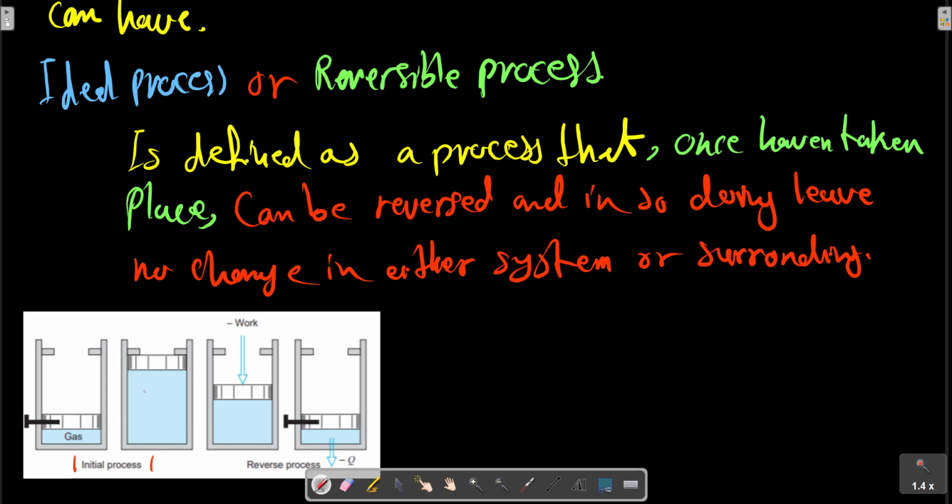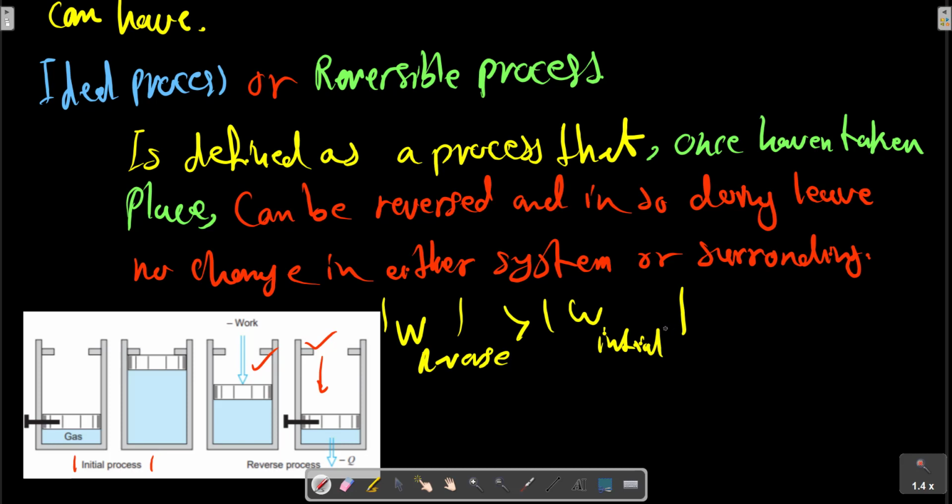Suppose we wish to restore the system to the initial state, and thus compress the gas until the pin can be inserted in the piston as in this picture. Since the pressure on the face of the piston is greater on the return stroke than on the initial stroke, the work done on the gas in this reverse process is greater than the work done by the gas in the initial process.